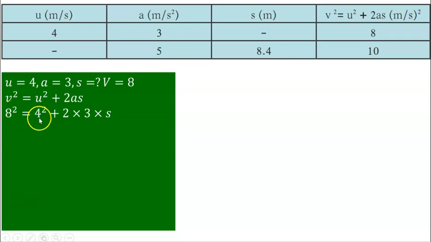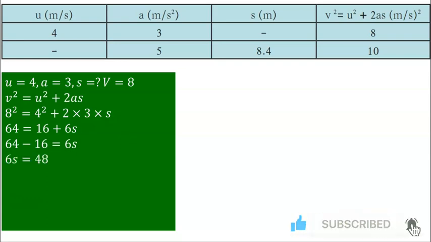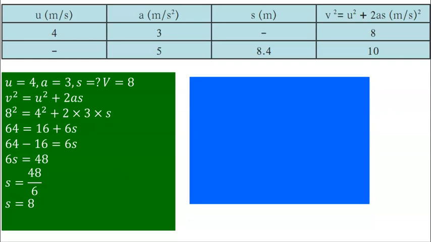Okay, now the v square is equals to u square plus 2as equation. Substitute the value. Value of v is 8 square. u म्हणजे किती? The 4 square plus 2, a is 3 into s. Therefore 64 is equals to 16 plus 6s. 64 minus 16 is equals to 6s. 6s is equals to 48, and therefore s is equals to 48 upon 6. Okay, and hence the first is s is equals to 8.